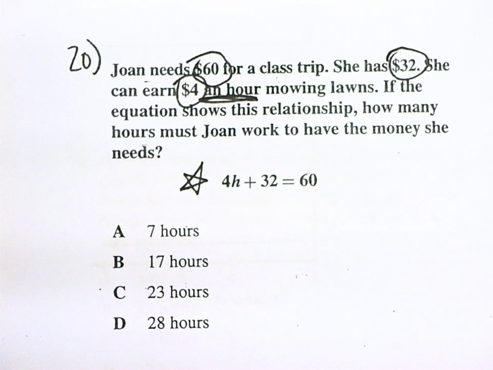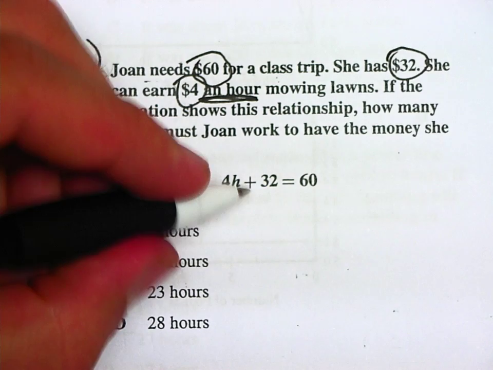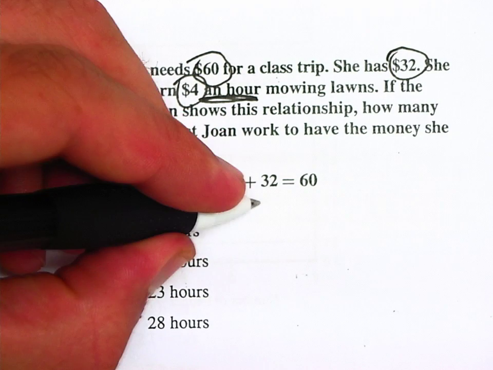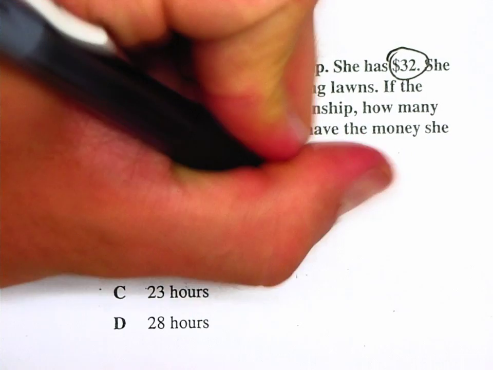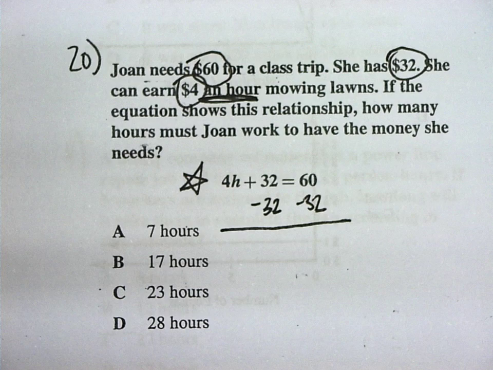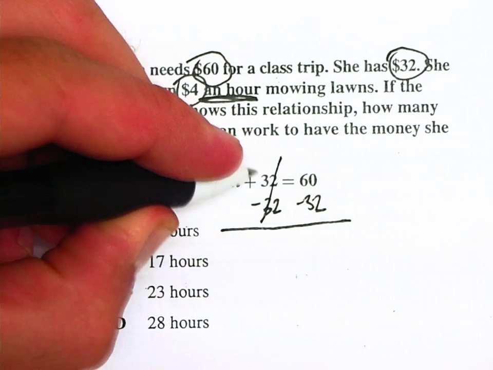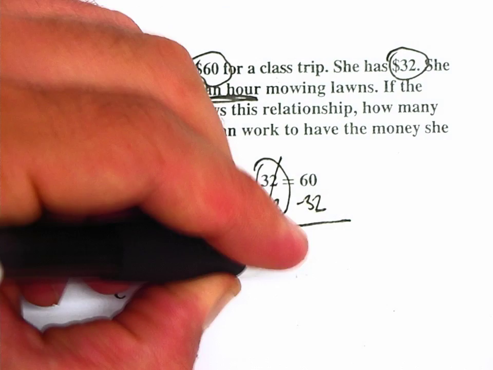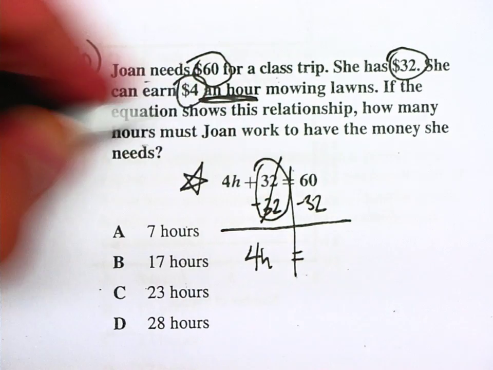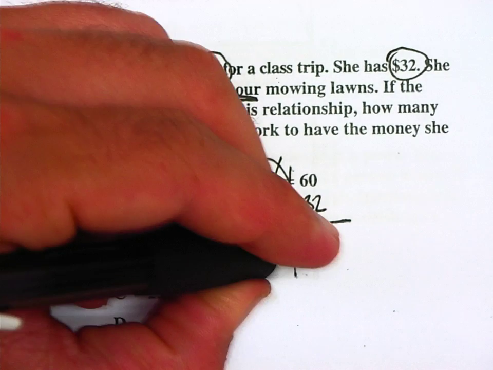equation. So for you to solve this two-step equation, the first thing you'll do is cancel the constant by adding the opposite of negative 32. Your constants cancel, and you have 4h is equal to 60 minus 32. That's 28.